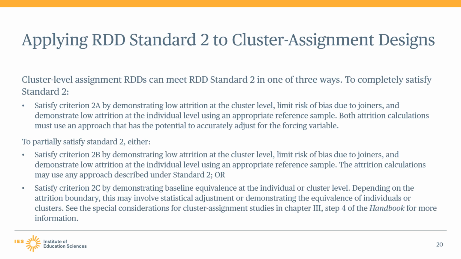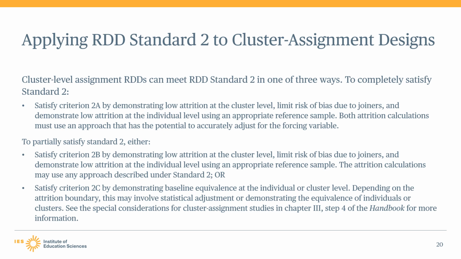The only difference is that one or both attrition calculations also may use a method that has the potential to adjust less accurately for the forcing variable. The second option for satisfying Standard 2 is to satisfy Criterion 2c. Recall that Criterion 2c is the baseline equivalence criterion, the highest possible rating that a study can receive if it partially satisfies Standard 2 meets WWC standards with reservations.